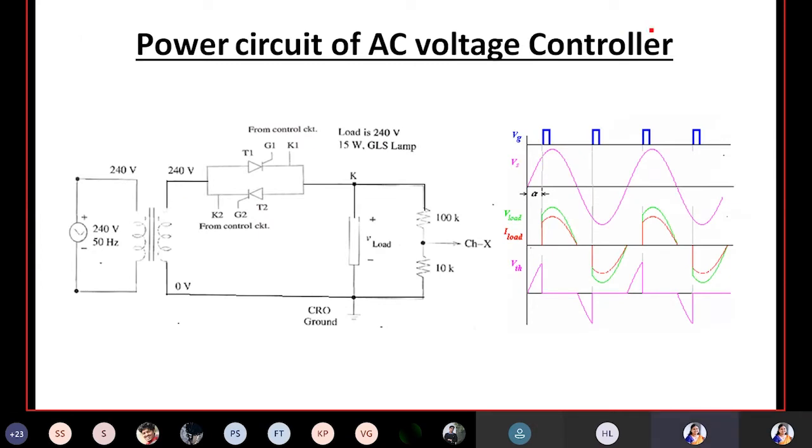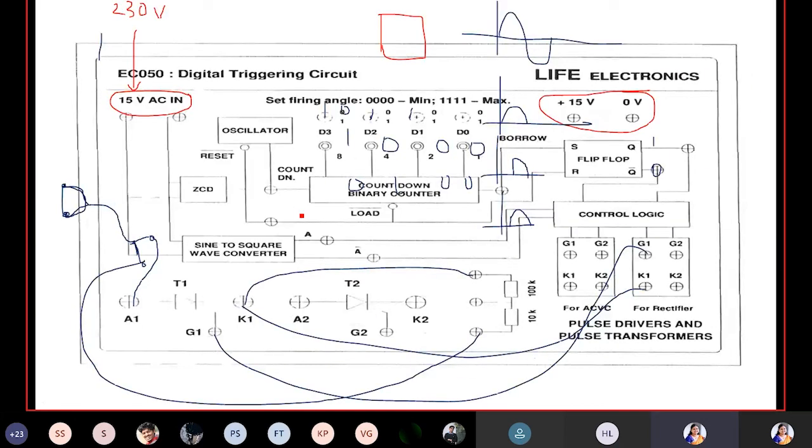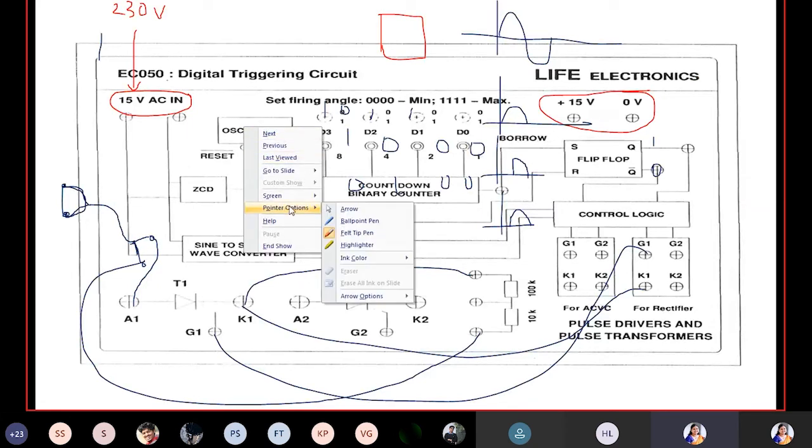Right. Next we have the AC voltage controller. We have seen in the control circuit G1 K1, G2 K2, right? Two signals are produced. The same thing we are using for the AC voltage controller. Okay, I can show the circuit on the kit itself. Here itself I can show the circuit, how to do the connections.